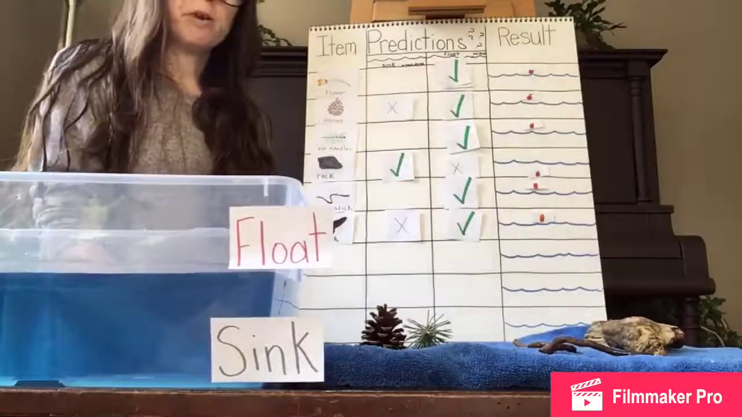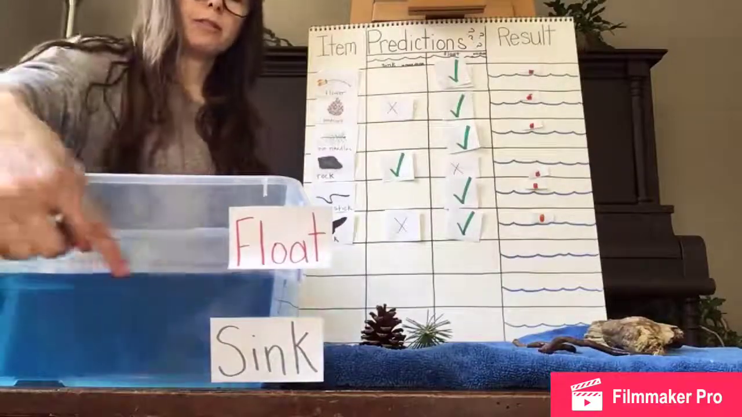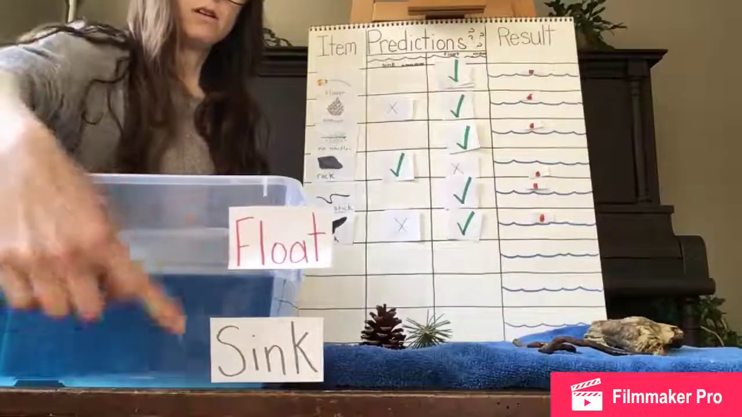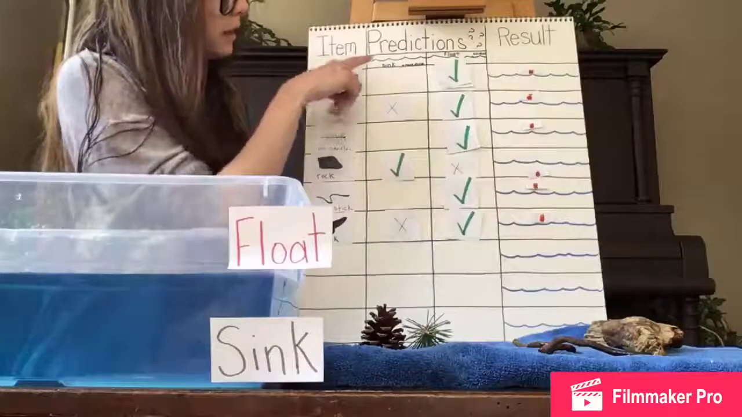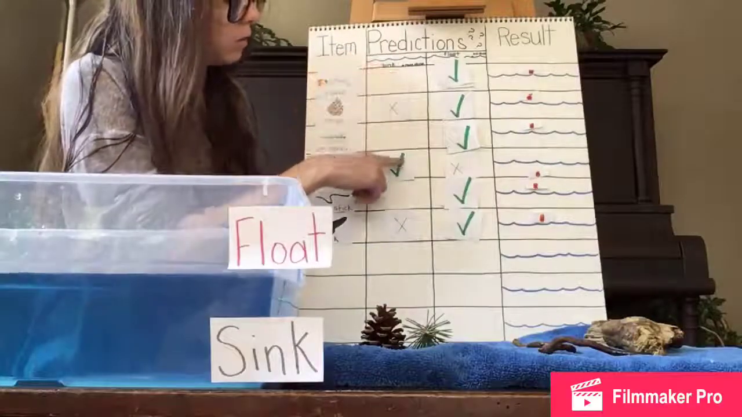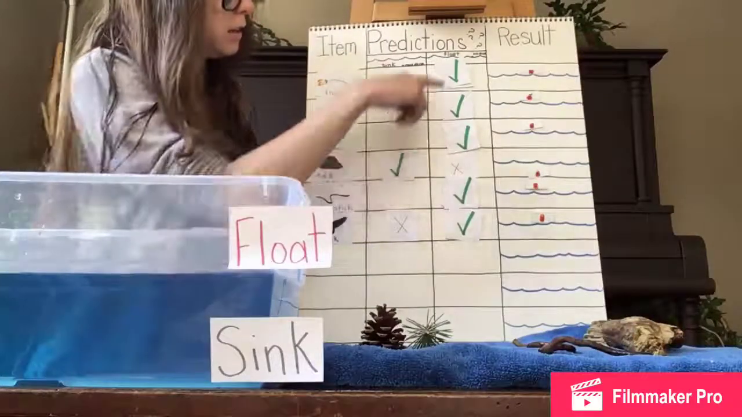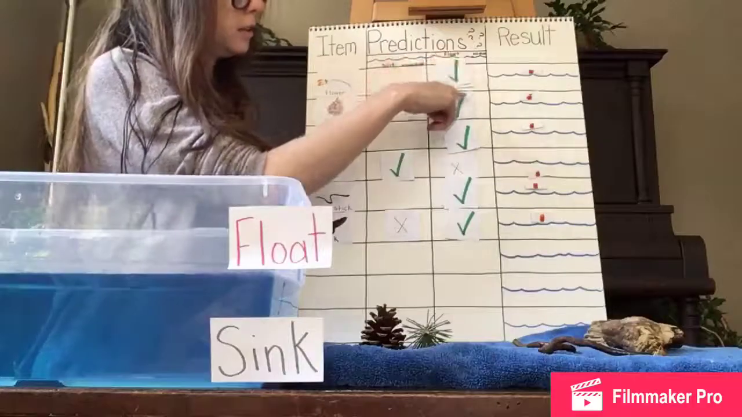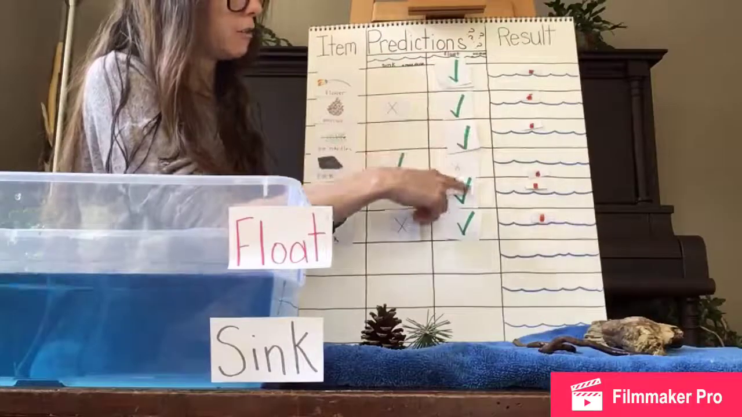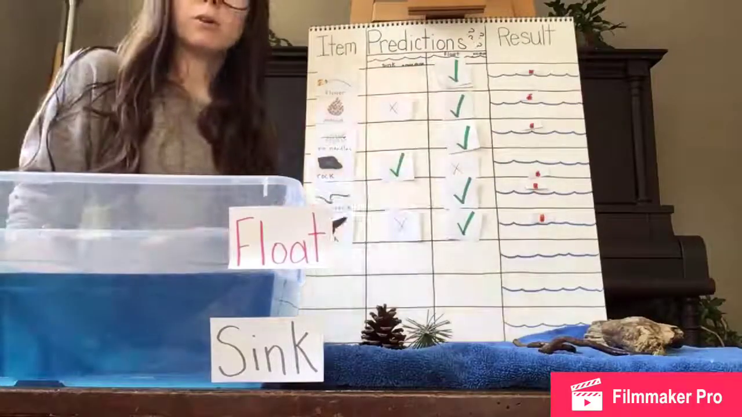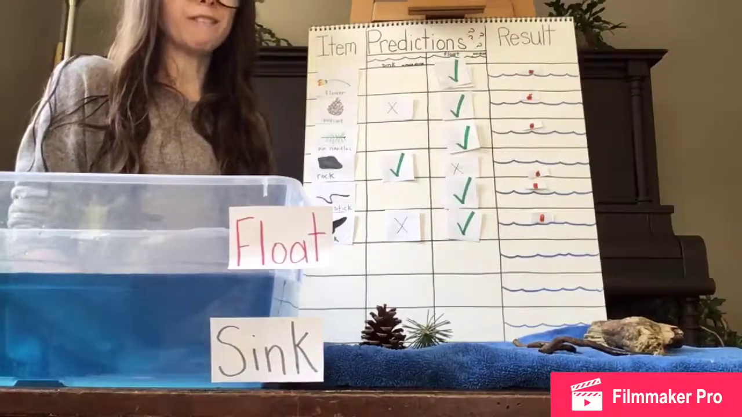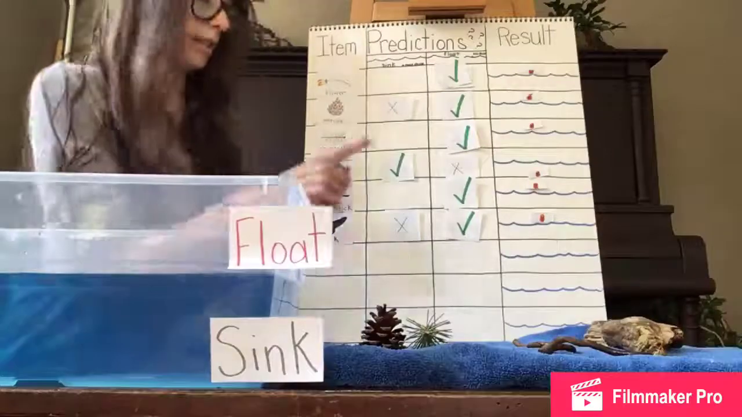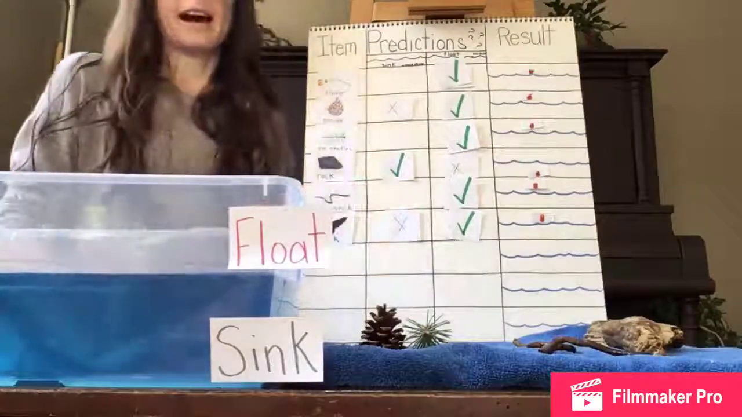Which one do we have more of? Do we have more objects that floated or more objects that sank to the bottom of the water? Let's find out. Sank, 1. Floated, 1, 2, 3, 4, 5. We have more objects that float. Wow, maybe you can find some more objects in nature that sink. Have fun.